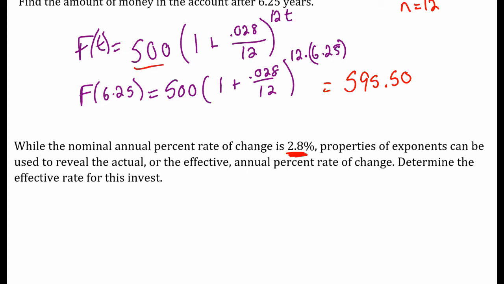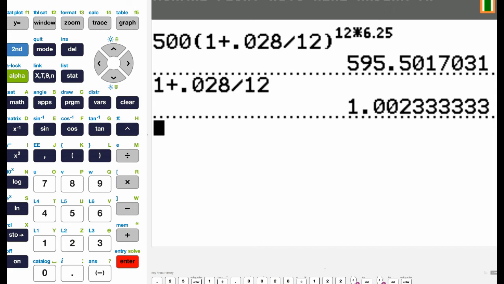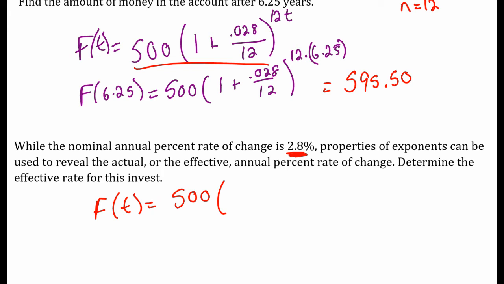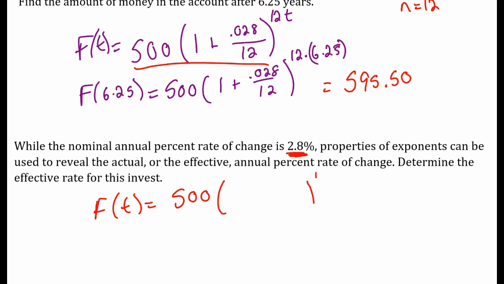So let's go back to our future value function. First of all, let's figure out what's 1 plus 0.028 over 12. I have an extra 0 there, and an extra 2. Too many extra numbers. Delete. Enter. So that's what's inside the parentheses there. It's really 1.002333333 raised to the 12t. That number is what's inside the parentheses here. So it's really that number raised to the 12t.